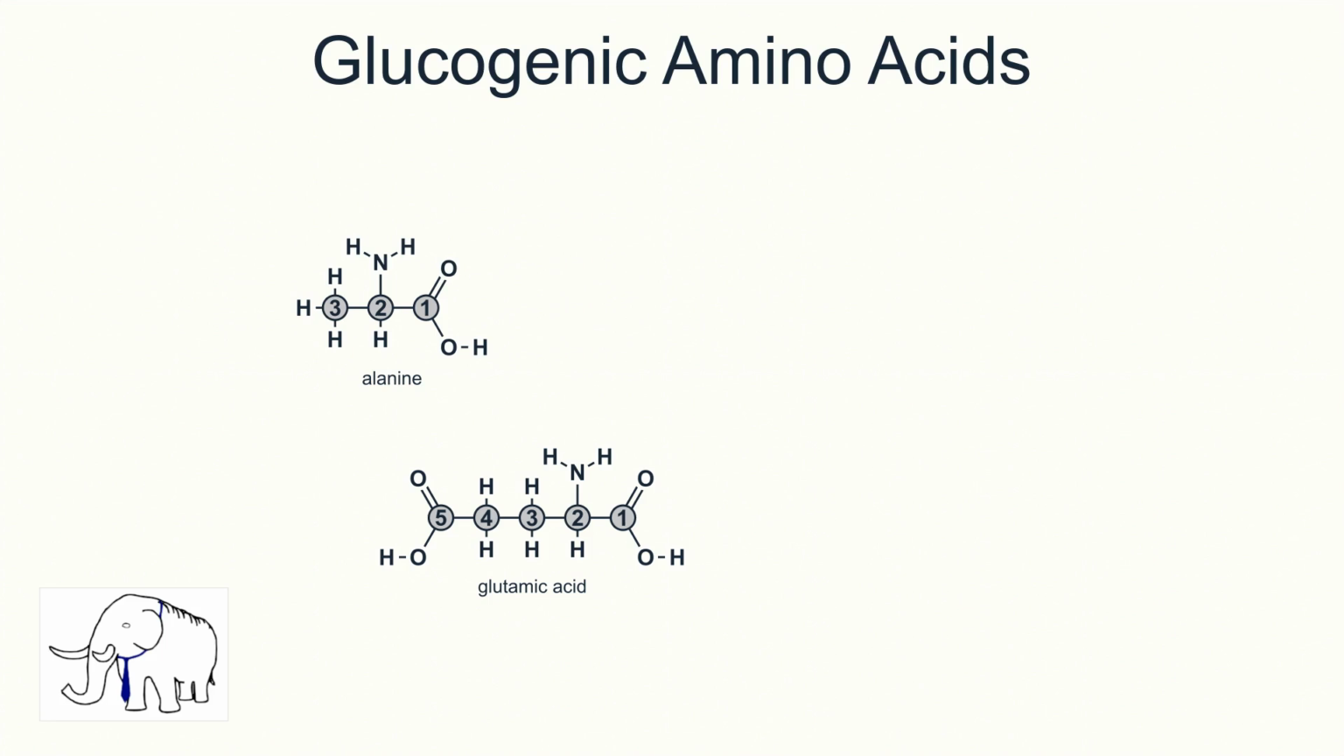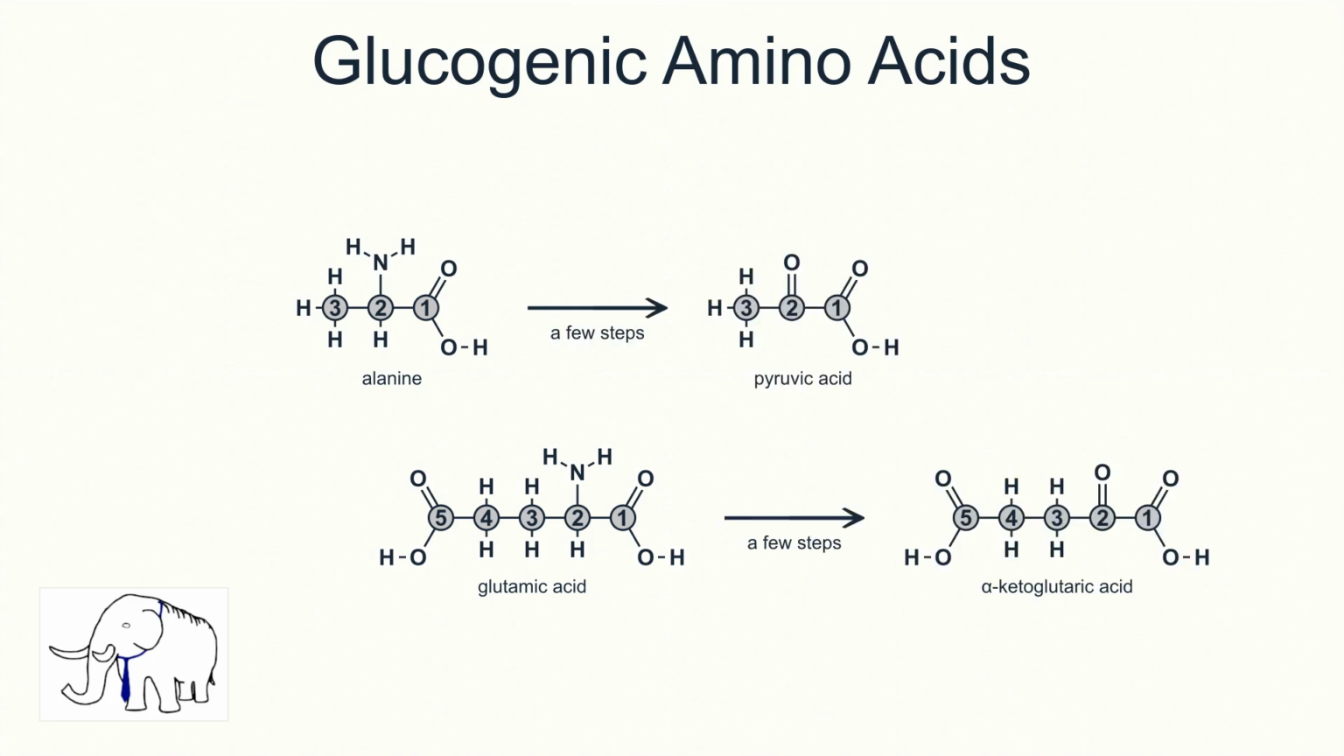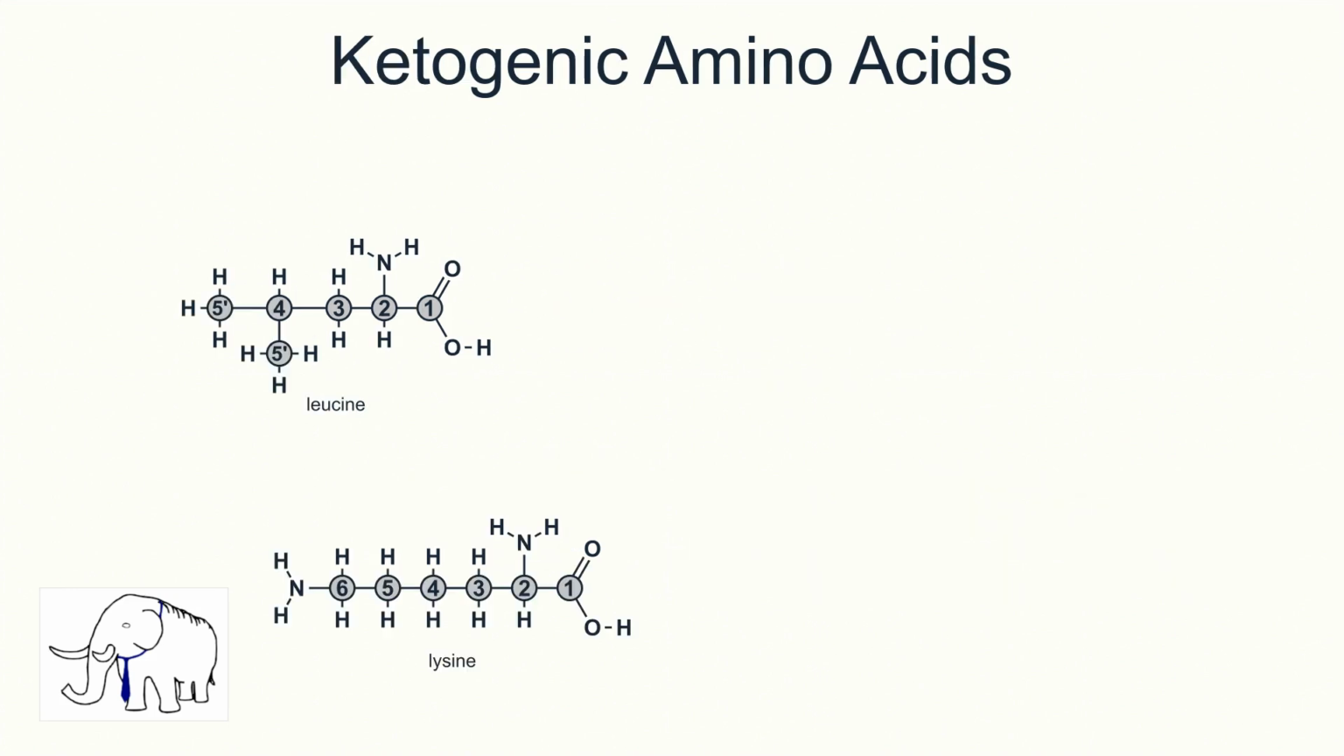Some amino acids, like alanine and glutamic acid, are called glucogenic amino acids because their deamination turns into things like pyruvic acid and alpha-ketoglutaric acid that are intermediates in glycolysis or in the citric acid cycle. Some amino acids, like leucine and lysine, are called ketogenic because deamination turns them into acetyl-CoA and/or acetoacetyl-CoA.